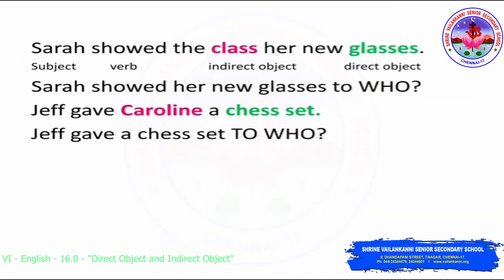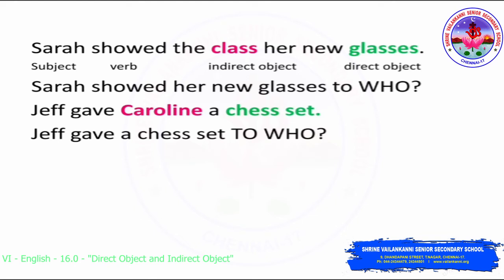Another example. Sarah showed the class her new glasses. So, class is your indirect object here, and glasses would be your direct object. So you would ask, Sarah showed her new glasses to who? To the class. So class is the indirect object here.